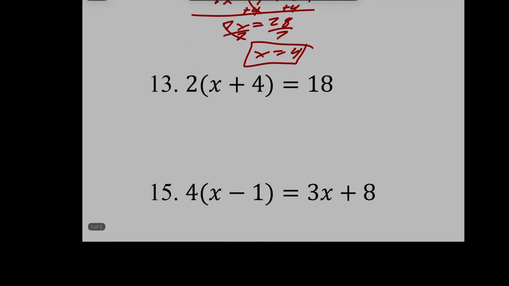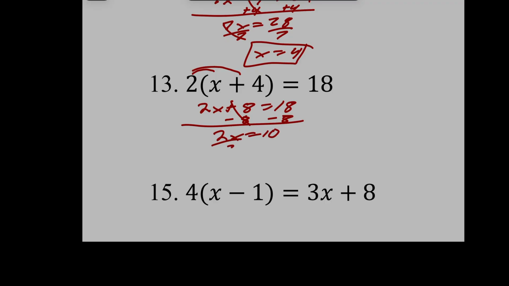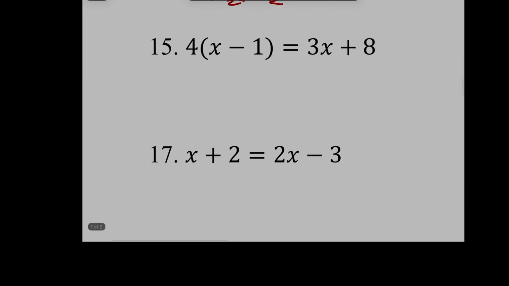Well, once you have a number outside of a parentheses, you have to do the distributive property. Now it's going to give me 2x plus 8 equals 18. Now I'm going to subtract 8 from both sides. Boom, done. And I get 2x equals 10. Once I divide each side by 2, I get x equals 5. Okay? Let's go on to number 15.